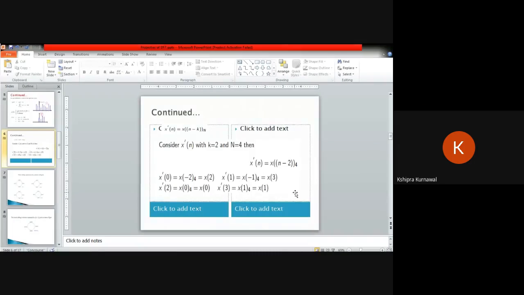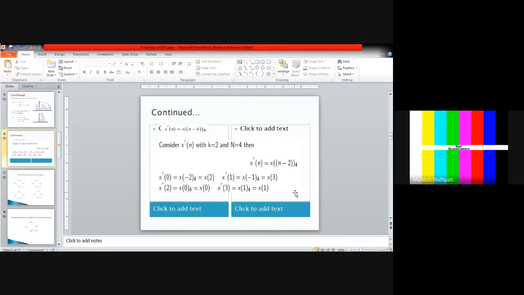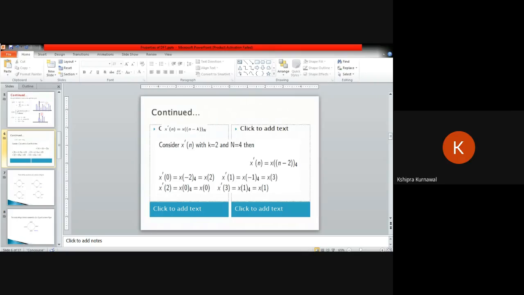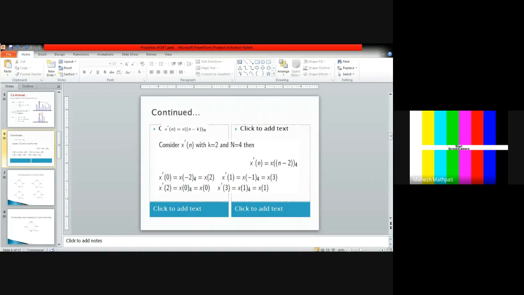Yes, sir. Can you explain it once again? Okay. So what I'm telling is simply, have you noted these equations? Yes, sir. Okay. So x dash of n equals x of modulo n minus 2, 4 is there. So we are now changing this value of small n.